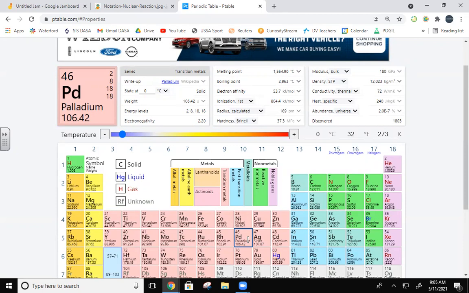So alpha decay, you lose 2 protons, 2 neutrons, so your atomic number goes down by 2 and your mass number goes down by 4. Beta decay, a neutron becomes a proton, so your atomic number goes up by 1 and your mass does not change. Gamma decay, we don't need to talk about that too much. Nothing really happens. It just goes from an excited state to a not excited state and releases a gamma.